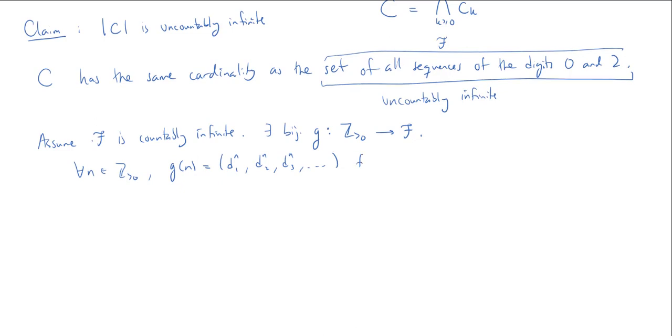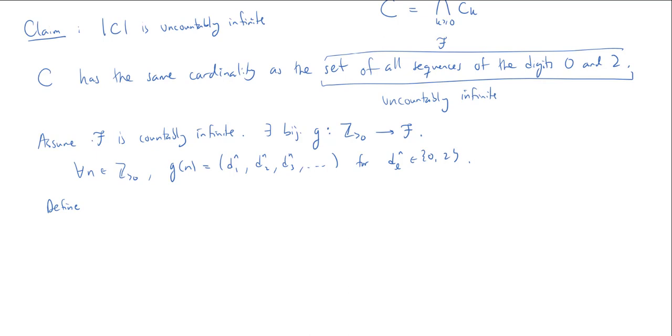Okay, so this is for d_n in the set {0, 2}. Okay, so each one of these terms in the sequence is a number 0 or 2. Okay, fine. Now we're going to define a new sequence.